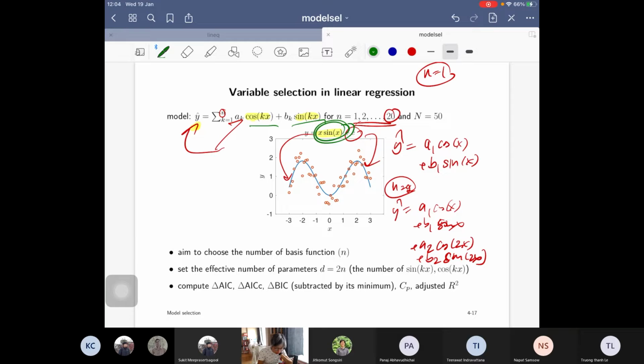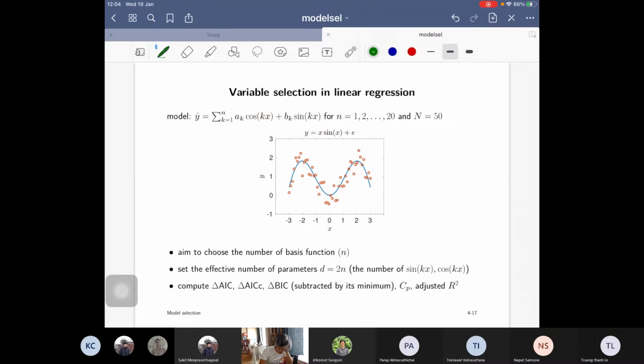The effective number of parameters is 2n, right? Because at one frequency you have A_k and B_k, so you have n frequencies. So the number of all parameters is 2n. So when you compute, suppose you're going to have n equals 1, n equals 2, n equals 20, and then you're going to have, for example, AIC1, AIC2, and AIC20.